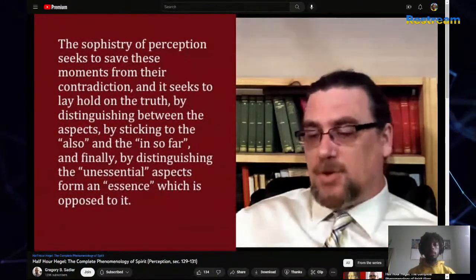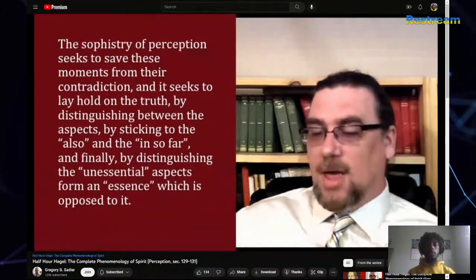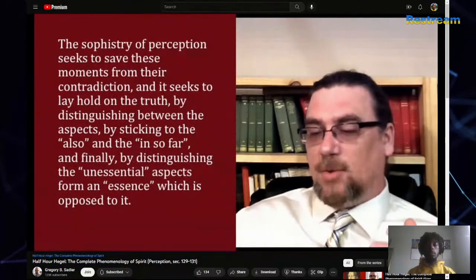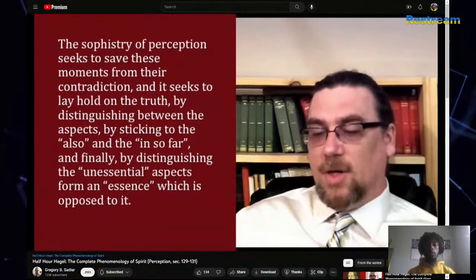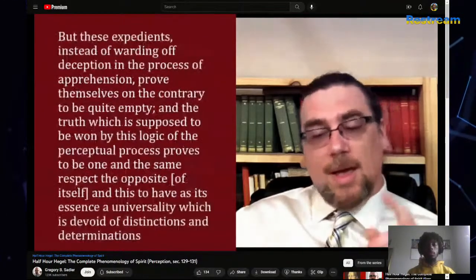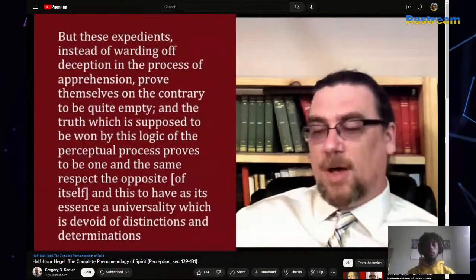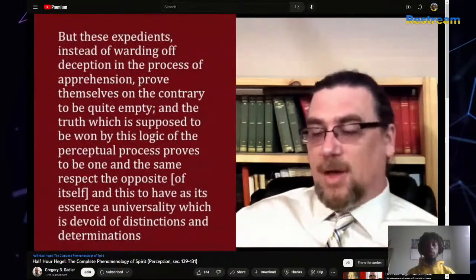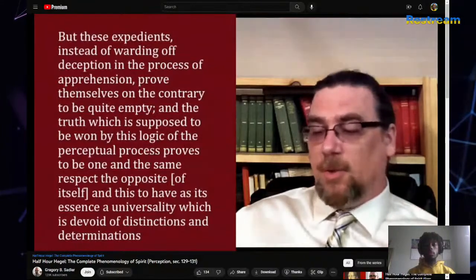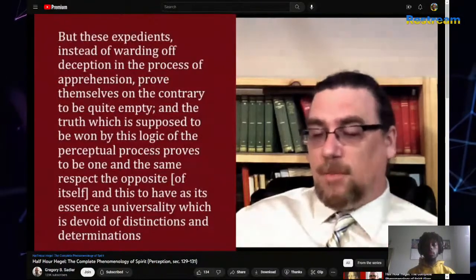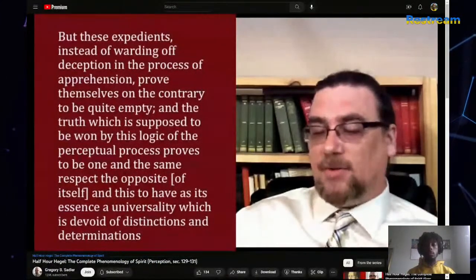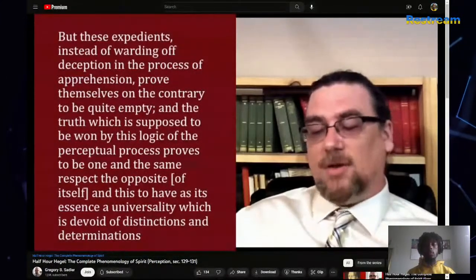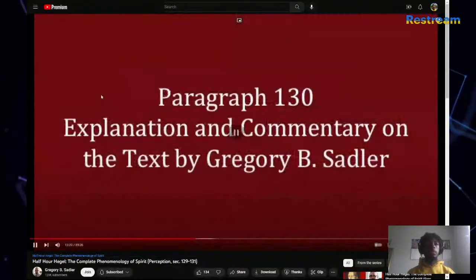The sophistry of perception seeks to save these moments from their contradiction, and it seeks to lay hold on the truth by distinguishing between the aspects, by sticking to the also and to the insofar, and finally by distinguishing the unessential aspect from an essence which is opposed to it. But these expedients, instead of warding off deception in the process of apprehension, prove themselves, on the contrary, to be quite empty, and the truth which is supposed to be won by this logic of the perceptual process proves to be, in one and the same respect, the opposite of itself, and thus to have as its essence a universality which is devoid of distinctions and determinateness.